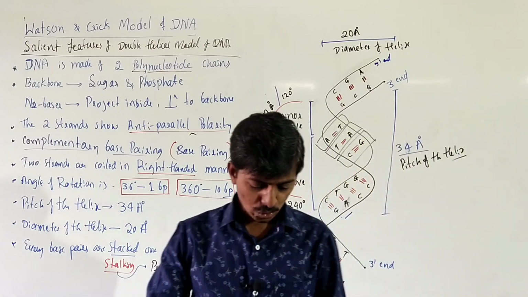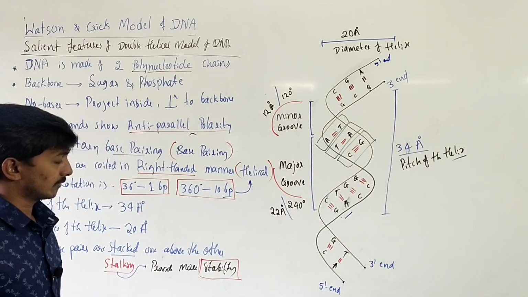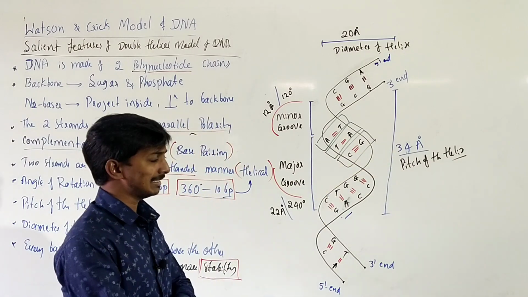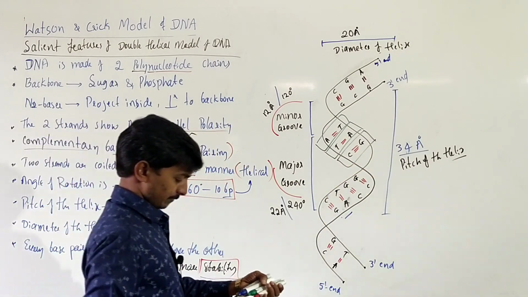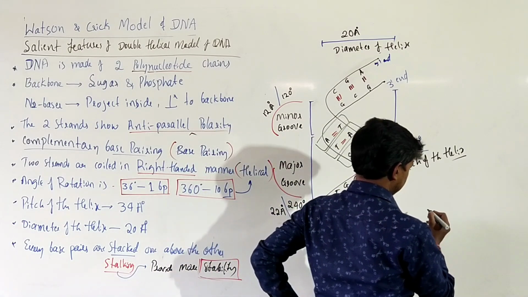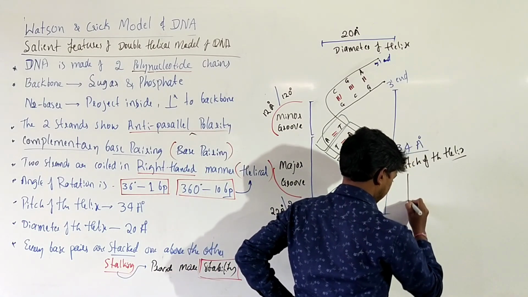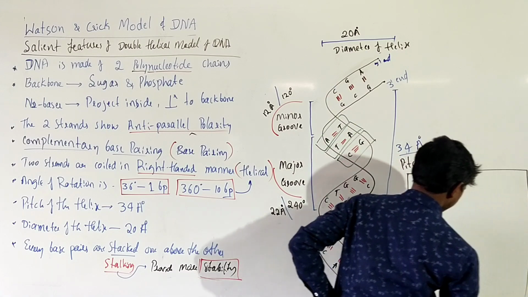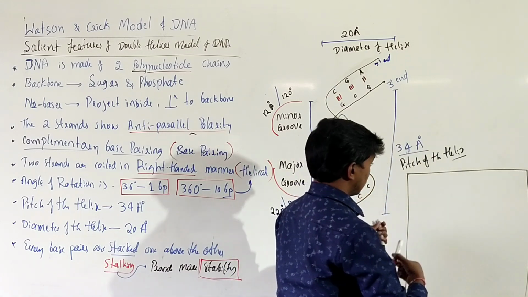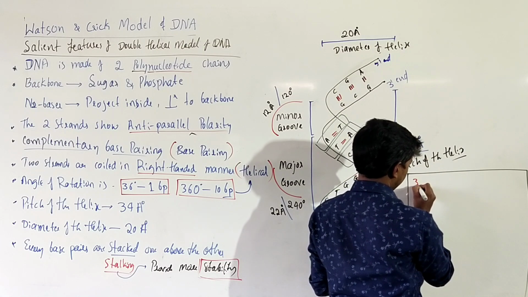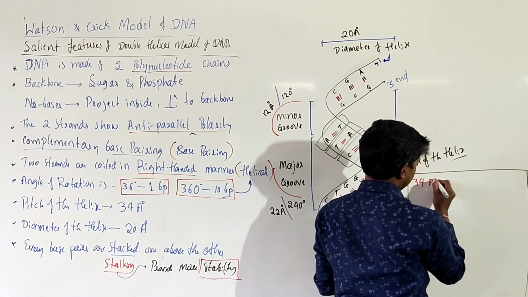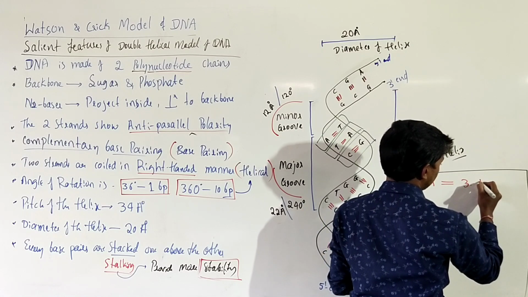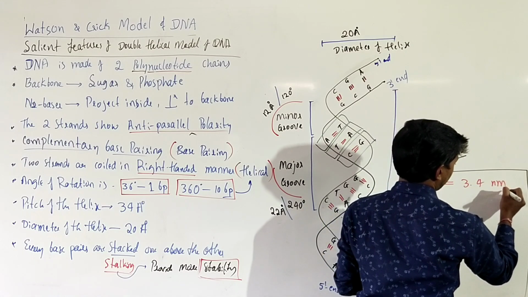Okay, don't confuse among yourself. And also you can convert this into nanometer. For example, better I will make a separate table for this to avoid the confusion. So I have written here 34 angstrom. It means 3.4 nanometer.